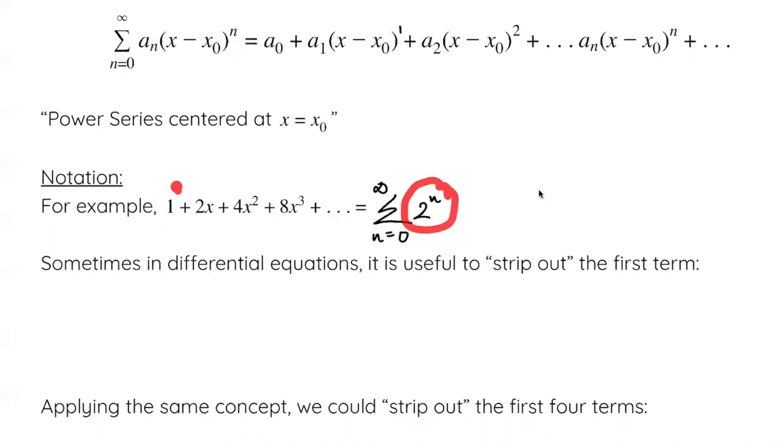2 to the 0 gives me 1. 2 to the 1 gives me 2. 2 to the 2 gives me 4. 2 to the 3 gives me 8, right? So I can define that starting term by just saying 2 to the n.